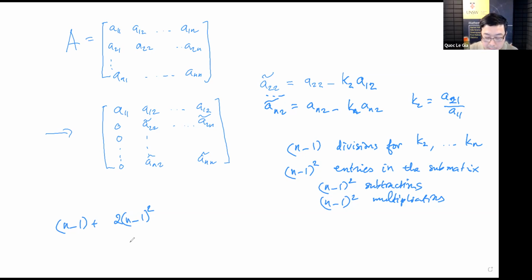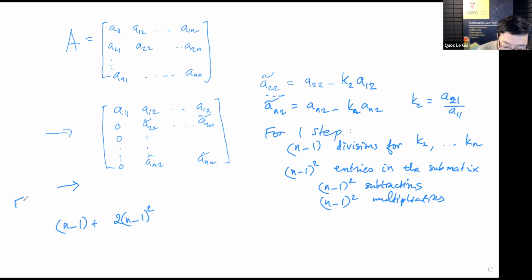But then remember, you have to do it again and again, right? Until you get an upper triangular matrix. So you have to repeat this step again and again. So the total, this one is only for one step.